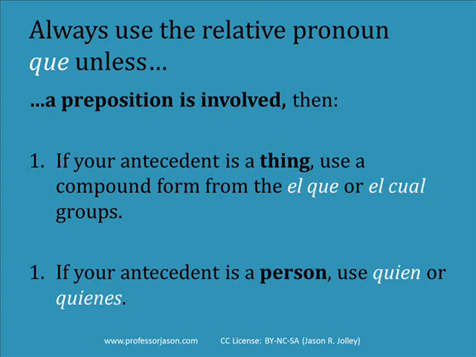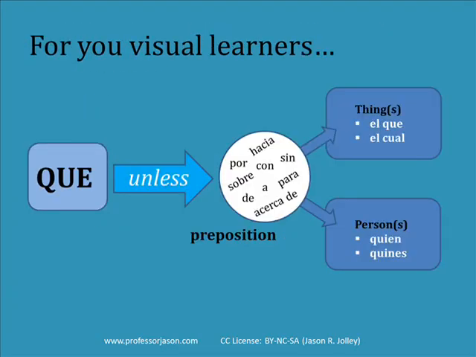So essentially, this just simplifies what we saw on the last couple of slides. And on this slide, all I've done was represent the rule I just explained graphically for you visual learners out there, right? So you can always use que when beginning a relative clause unless it's preceded by any kind of preposition, such as the ones in the little circle, right? Por, sobre, quien, para, acerca de, etc. Then, if the antecedent's a thing, use one of the el cual or el que grouping relative pronouns. And if the antecedent was a person or persons, use quien or quienes.